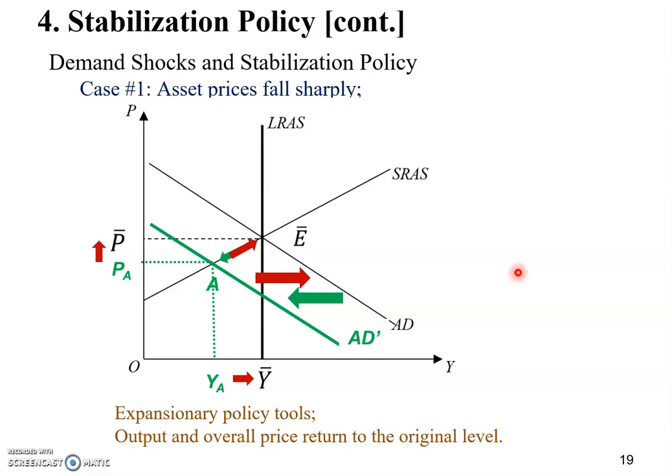And so you could say that everything looks perfect. We get the problem fixed by using the fiscal and monetary policies. All right, we just go back to where we were.